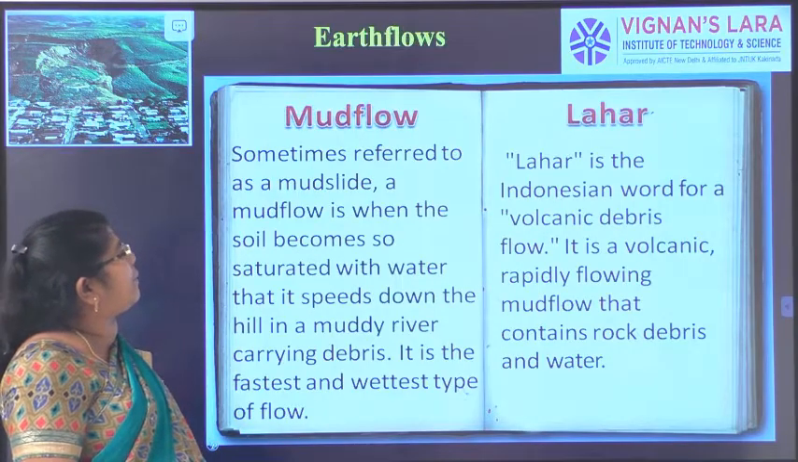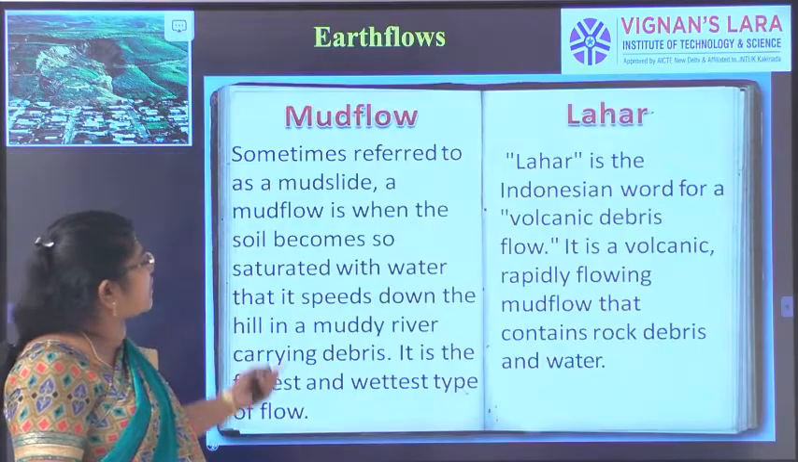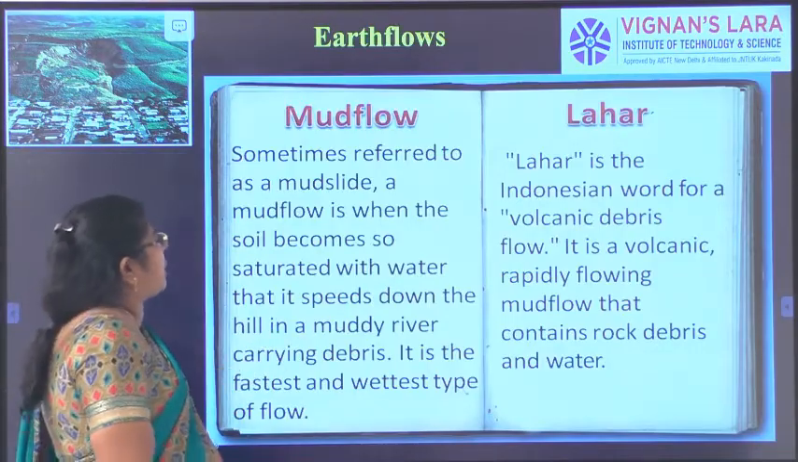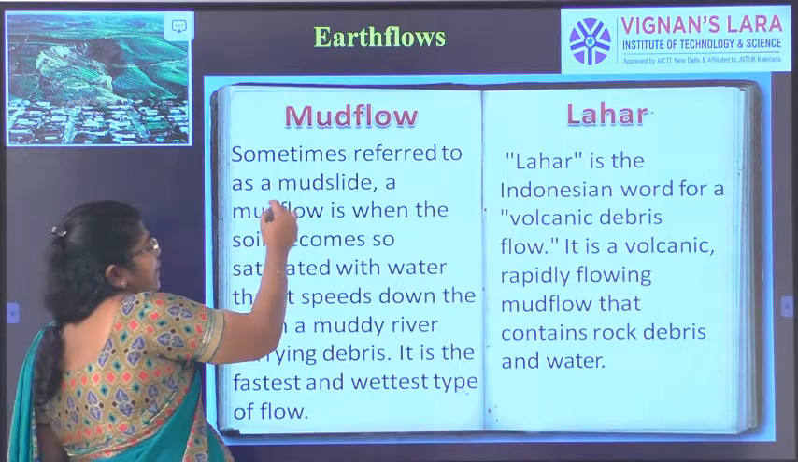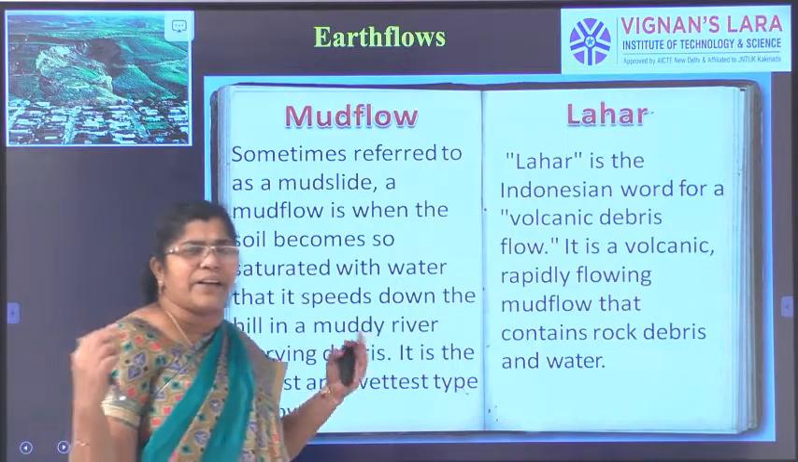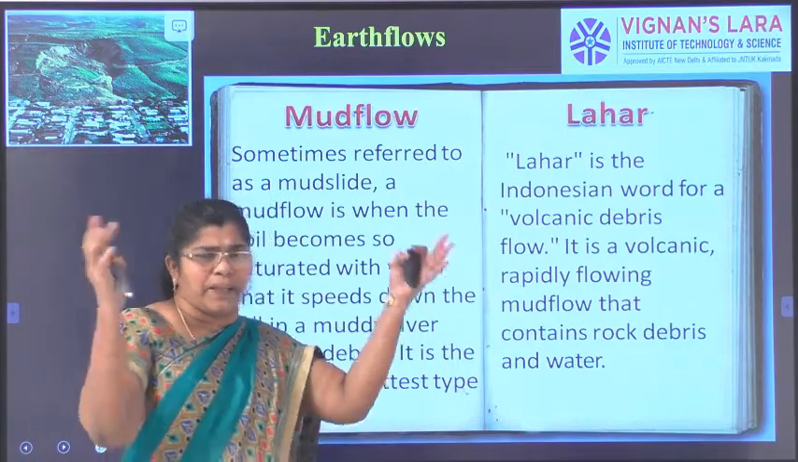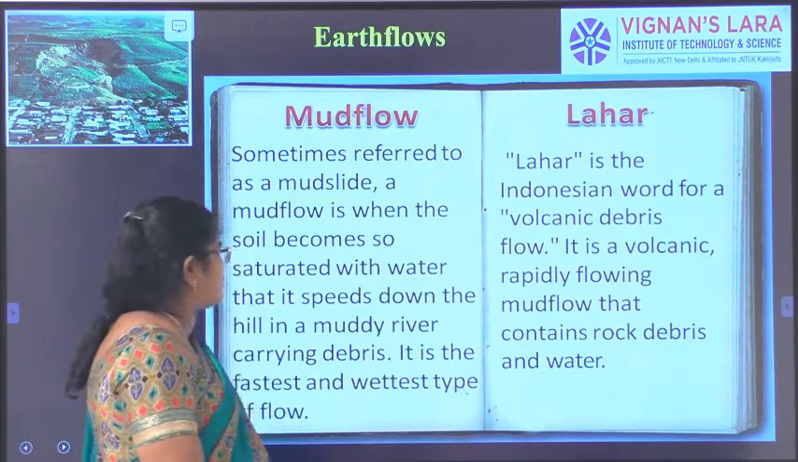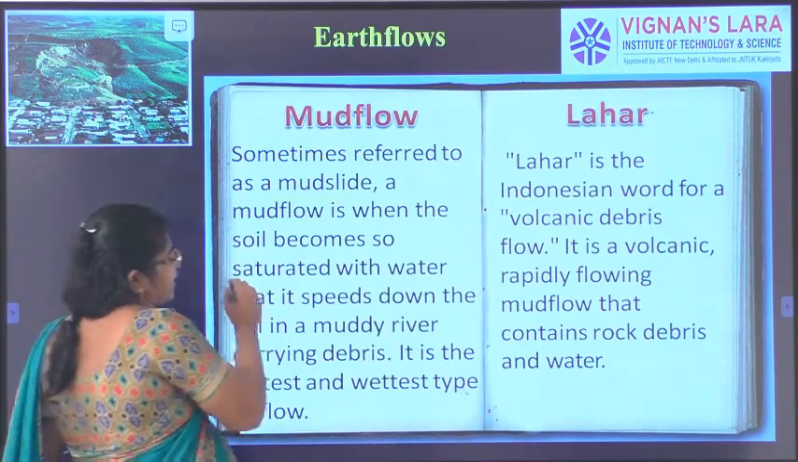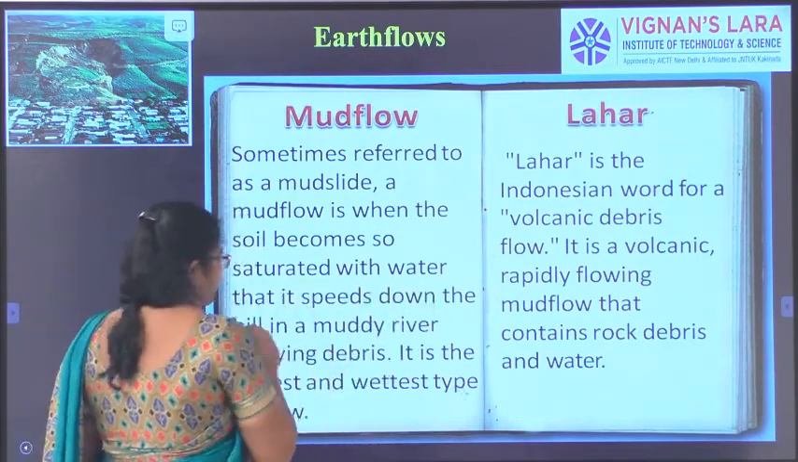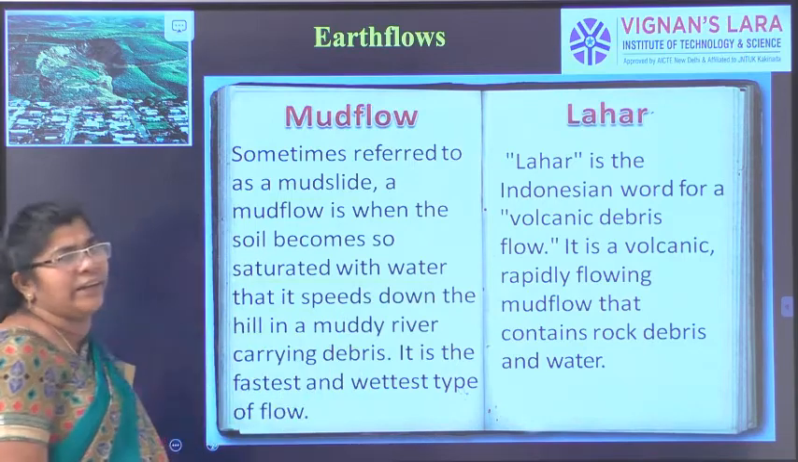The other things may be mud flow or lava. Mud flow refers to a mudslide, where in the heavy rainy season you can see the mud along with the water that comes. It is saturated with water and speeds down the hill in a muddy river carrying the debris.